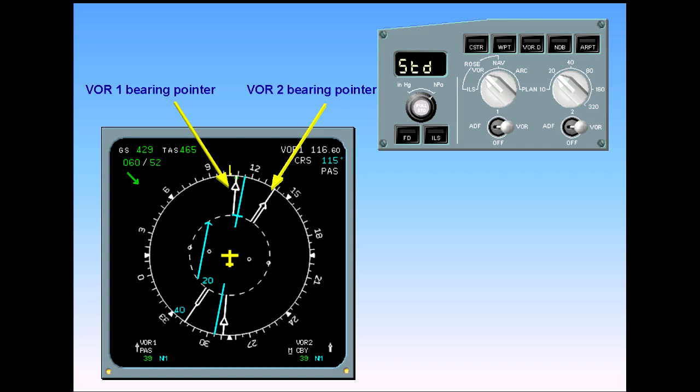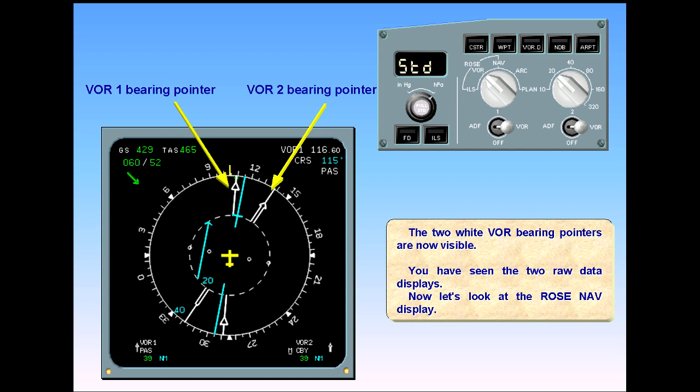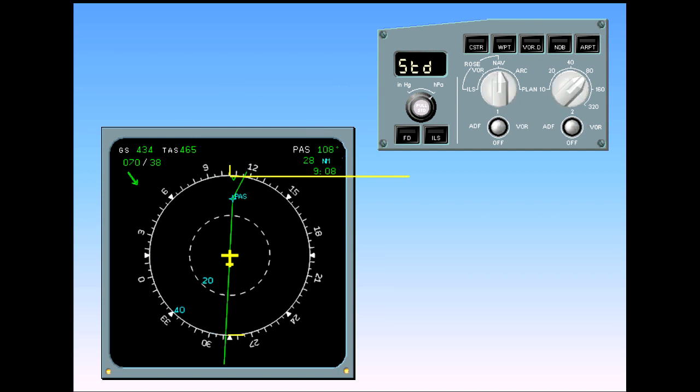You have seen the two raw data displays. Now let's look at the rose nav display. Displayed is a map view of the area surrounding the aircraft. On the EFIS control panel, the range selector is set at 80 miles, which is the distance from the bottom to the top of the compass rose. The green line represents the flight plan that is programmed in the FMGS. This will be discussed in the autoflight modules.